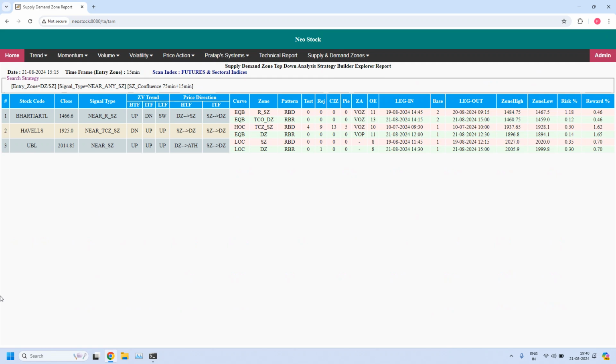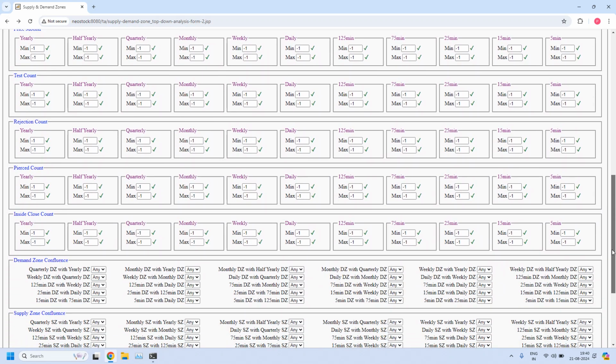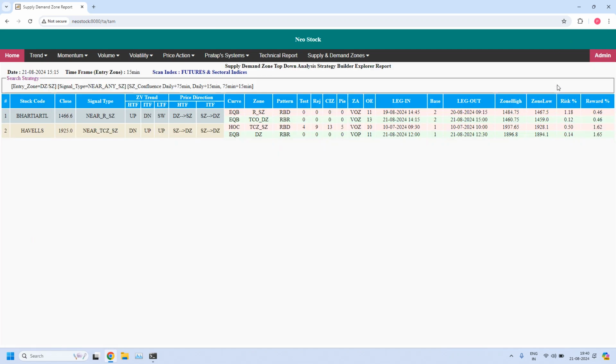Now out of these 3, again, how many are having confluence with HTF time frame? Let's verify. The supply zone confluence. Already 15 minute supply zone with 75 is enabled. Next 15 minute supply zone with the daily supply zone. And also 75 minute supply zone with the daily supply zone. So LTF, ITF, HTF confluence enabled. So these two stocks are having confluence with LTF, ITF and HTF.